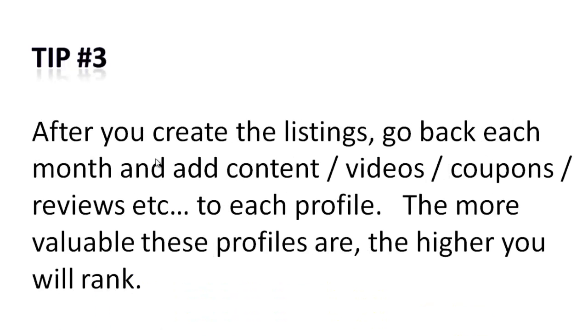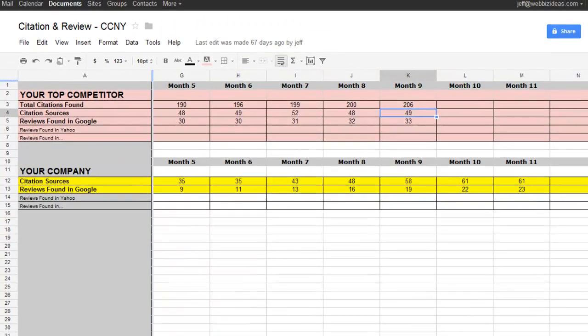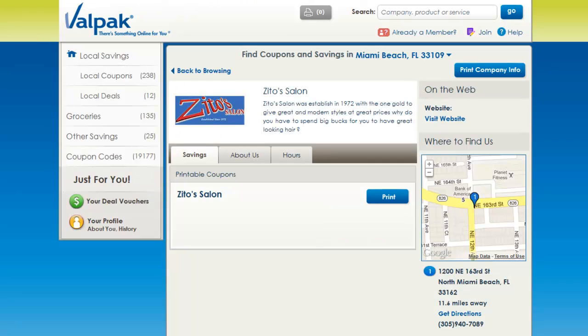Tip #3, after you've created the listings, you should go back each month and add content or videos or coupons or something to the site. The reason is because this stuff ranks. Google wants to see your profiles active. The more value that your profile has, the better. So if you can get hundreds of reviews and coupons and get this profile ranking on the first page of the search engines, that's fantastic. So build value, add information to your local business listing.